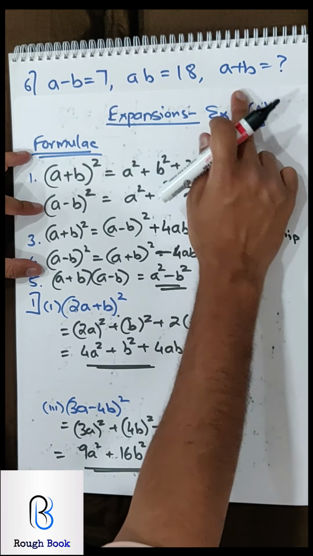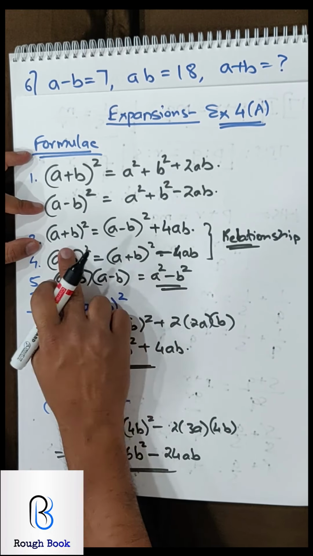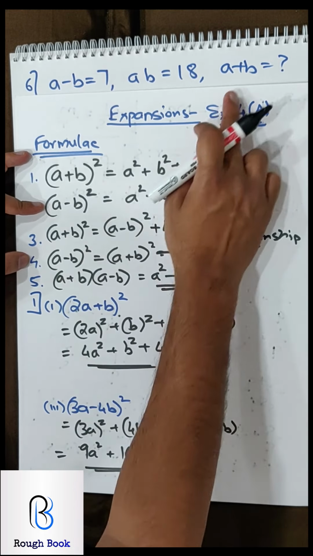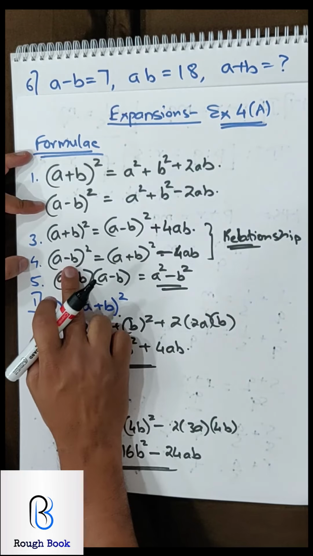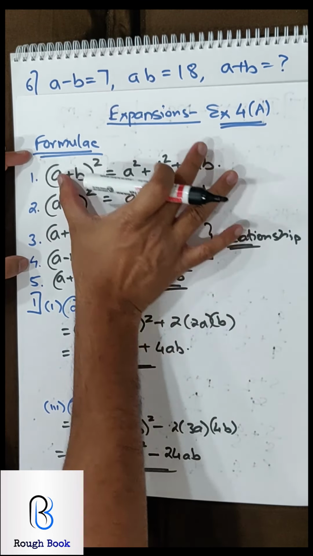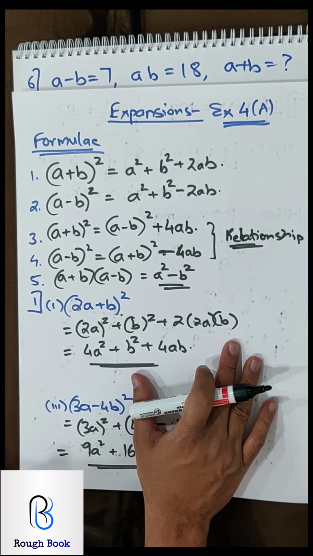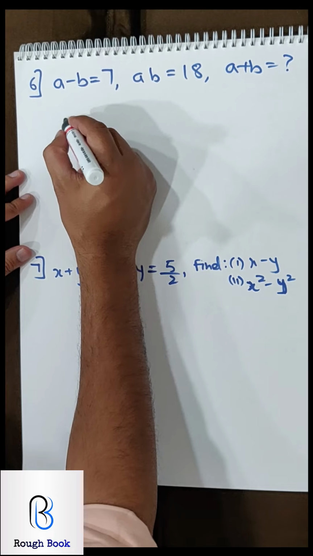A minus b, a plus b, if you remember I told you the relationship, a plus b, a minus b both are there, and ab also there. So you can use either 3 or 4. Since you need a plus b, you should use 3. If they had asked a minus b, you would have used 4. So remember this basic formula, you should write and keep it somewhere while doing the chapter, so it becomes easy to relate. So let's start with the relationship formula.